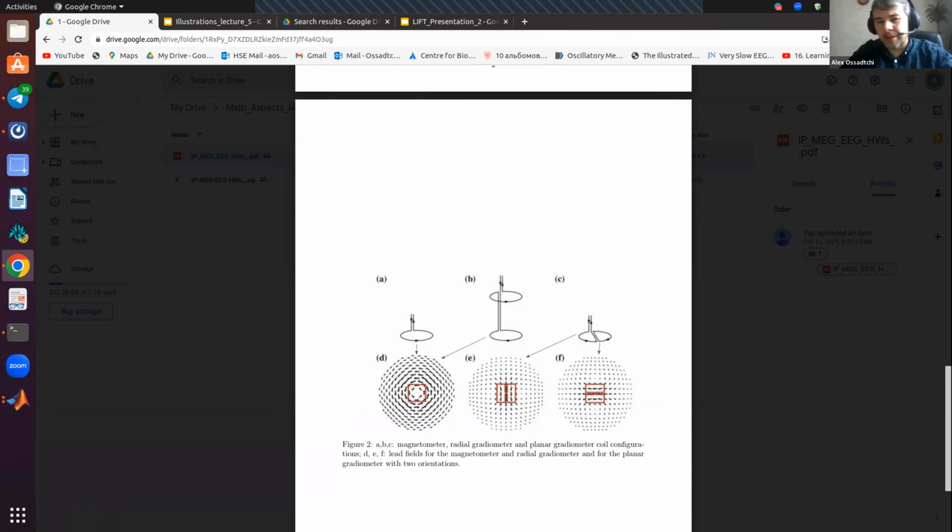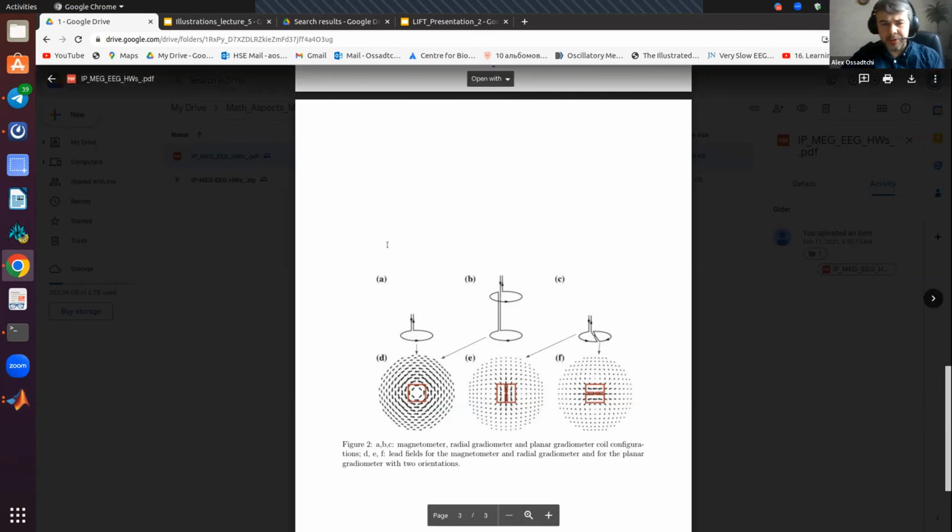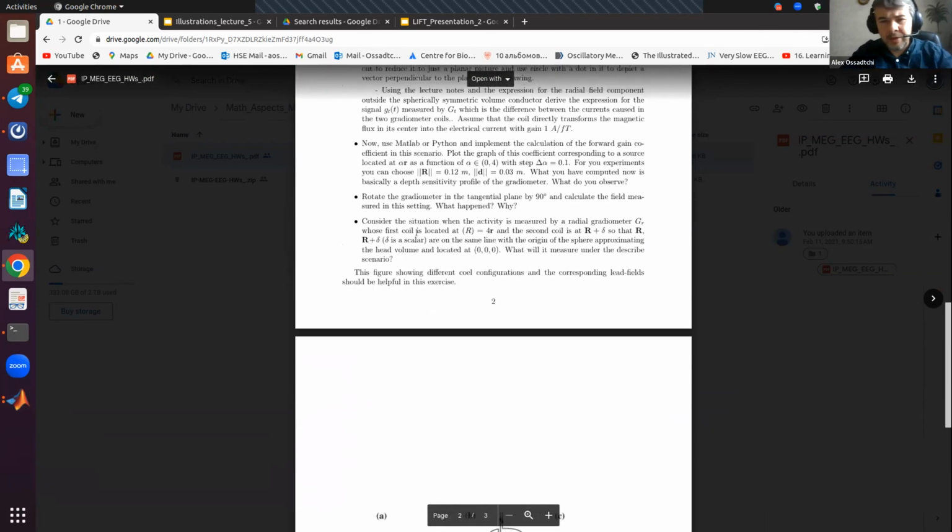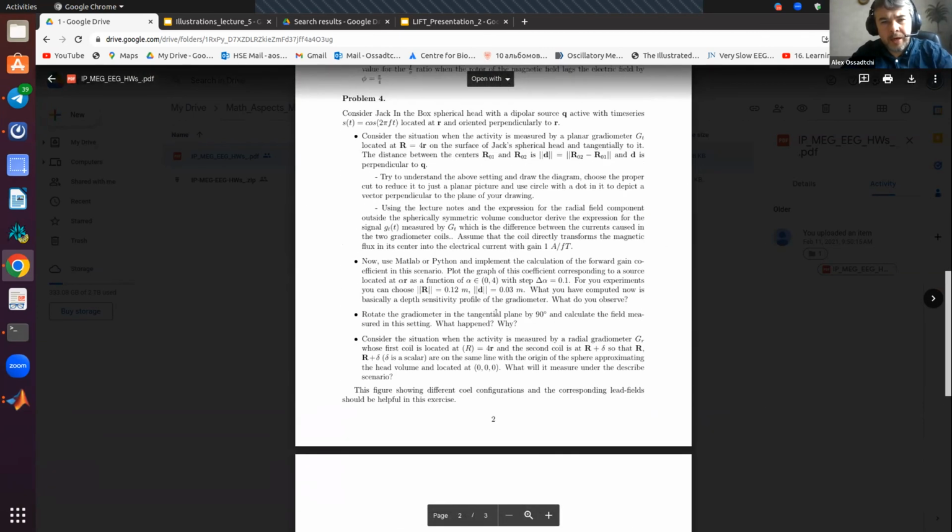And this is the example of a tangential gradiometer, where you have the same thing. You have two coils, but don't pay attention that they're drawn differently. It's not your level of details. Okay, all you need to do is to compute the field in the center of this coil and in the center of this coil, and subtract the two in order to see what you will measure due to a dipole located inside the sphere. And there are some additional exercises.